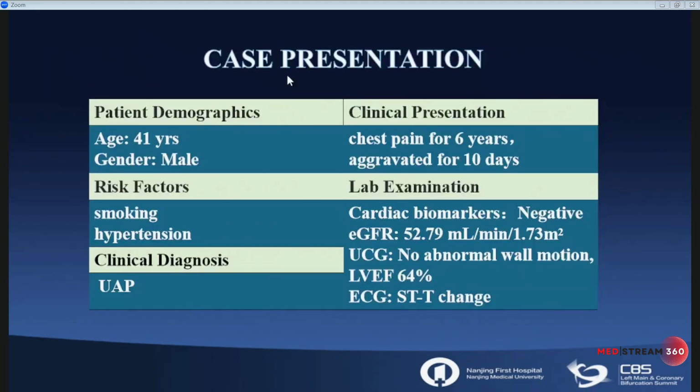The patient is a 41-year-old male, and his risk factors include smoking and hypertension. The patient was admitted to hospital with a chief complaint of unstable angina pectoris. His lab examination during the hospitalization shows a normal ejection fraction, but a little bit of change in his EKG, with ST-T change.